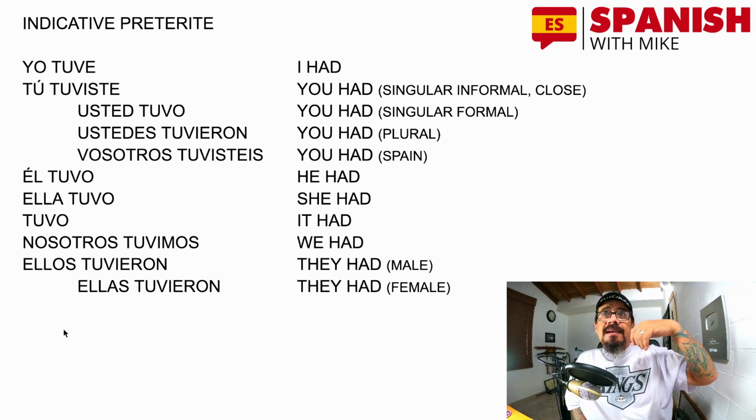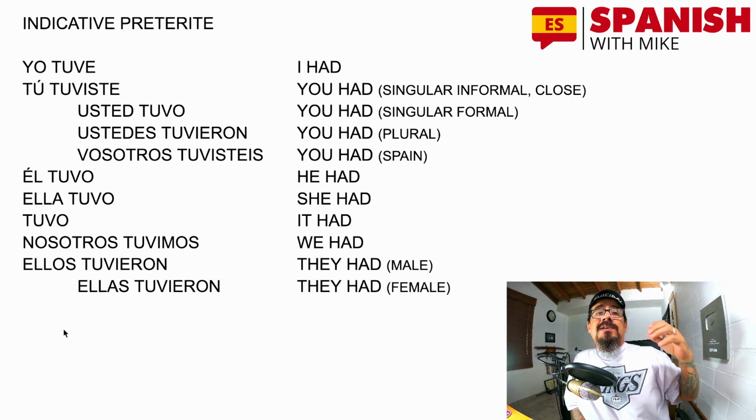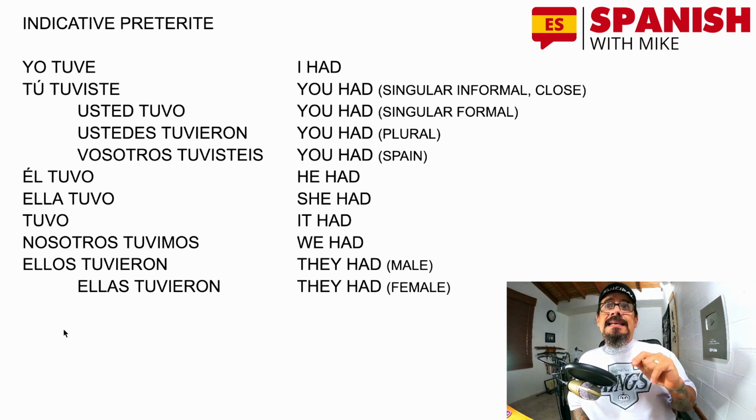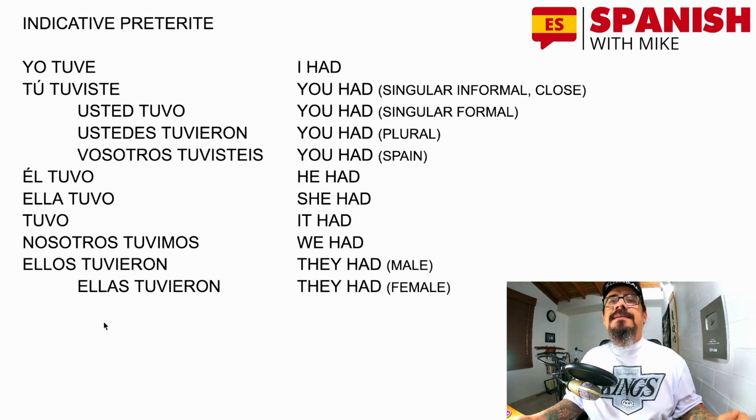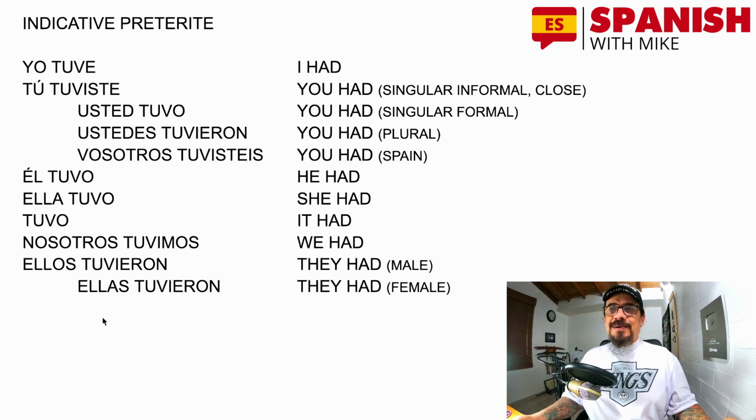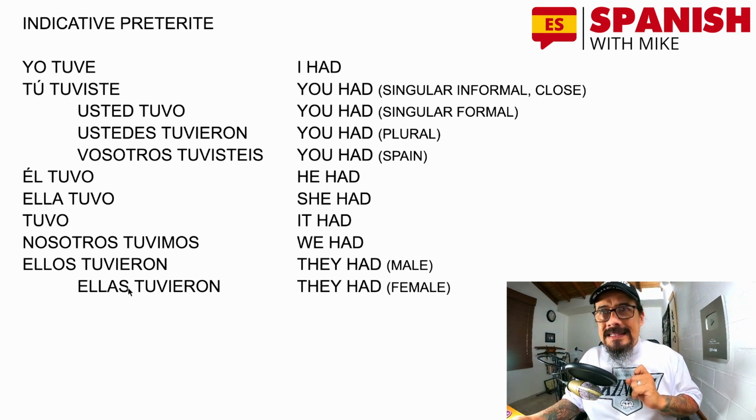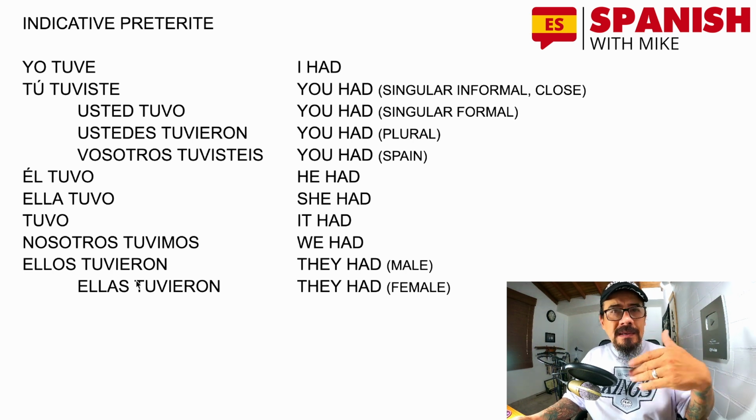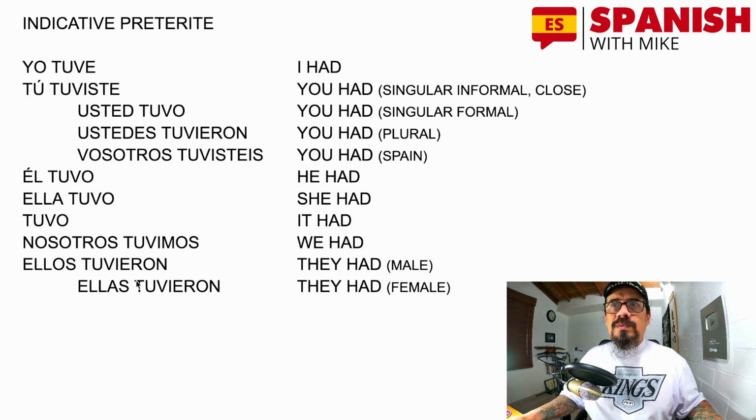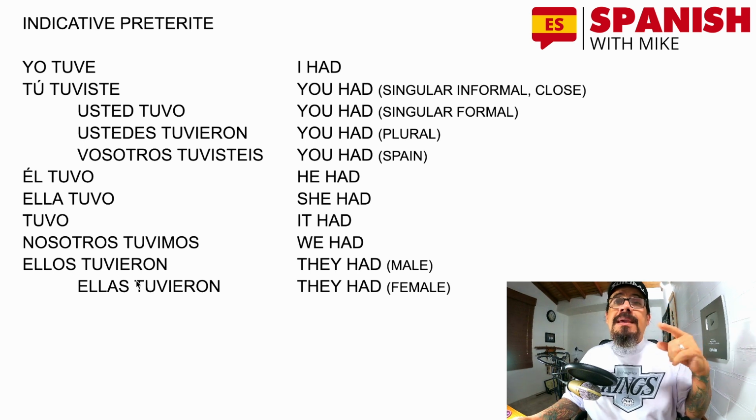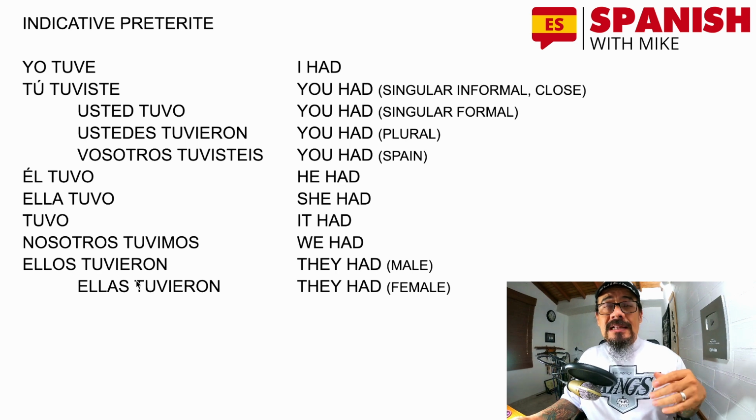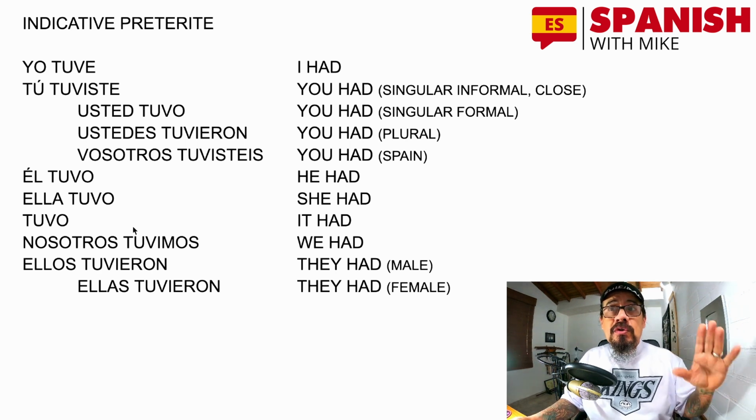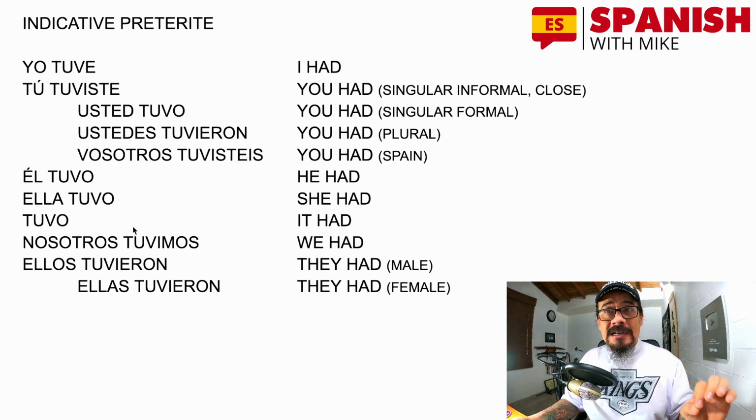Remember that we have el pretérito indicativo, which is something that happened once and that's it. This is that tense. Simple past. Pretérito indicativo. Yo tuve, I had. Tú tuviste, you had. Singular, informal, when we are close. Usted tuvo, you had. Singular, formal. Ustedes tuvieron, you had. Plural. Vosotros tuvisteis, you had, if we were in Spain.